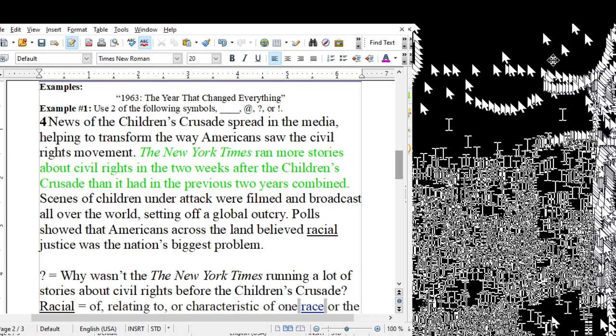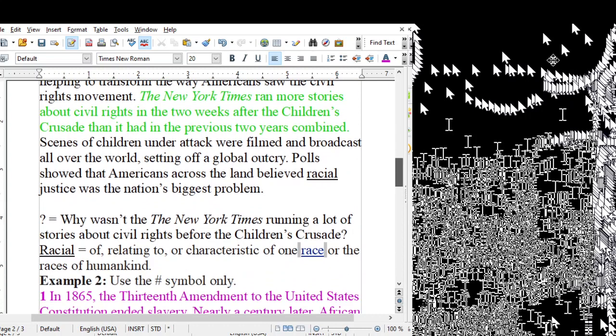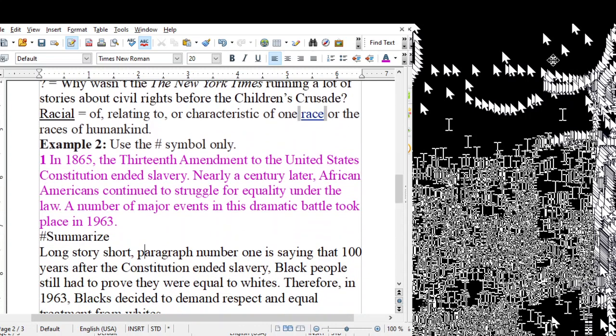And then I picked another paragraph where you're just going to summarize it. You're going to use the hashtag symbol. All you're going to do is summarize the paragraph that I gave you. Make sure you highlight the entire paragraph like I did. And then underneath that paragraph, summarize that paragraph in your own words.